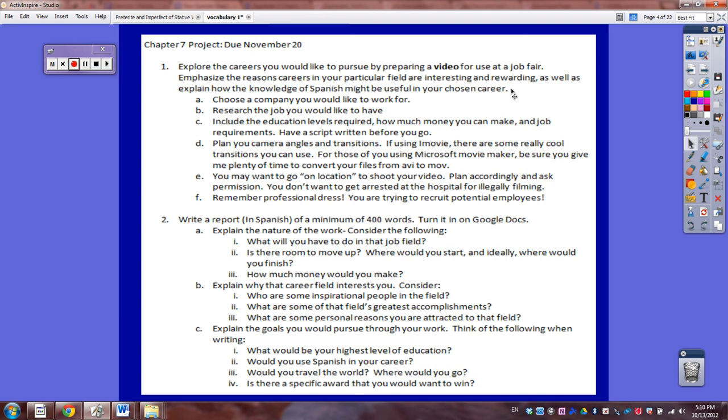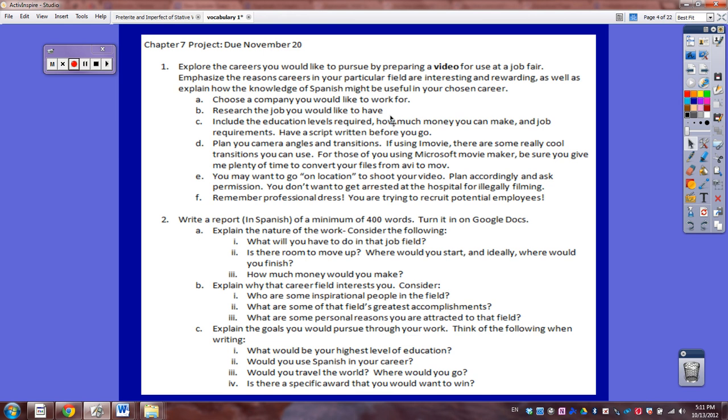If you were to go to a career fair, you would see little booths set up, kind of like when you went to the college fair, and each one of the little booths would have some sort of video explaining what the company does while a person from the company is talking to somebody. But you need to choose a company you'd like to work for. If you're going to be a nurse, pick a hospital. If you're going to be a lawyer, pick a lawyer's office. If you're going to be an airplane guy, choose Boeing or something. Research the job you'd like to have.